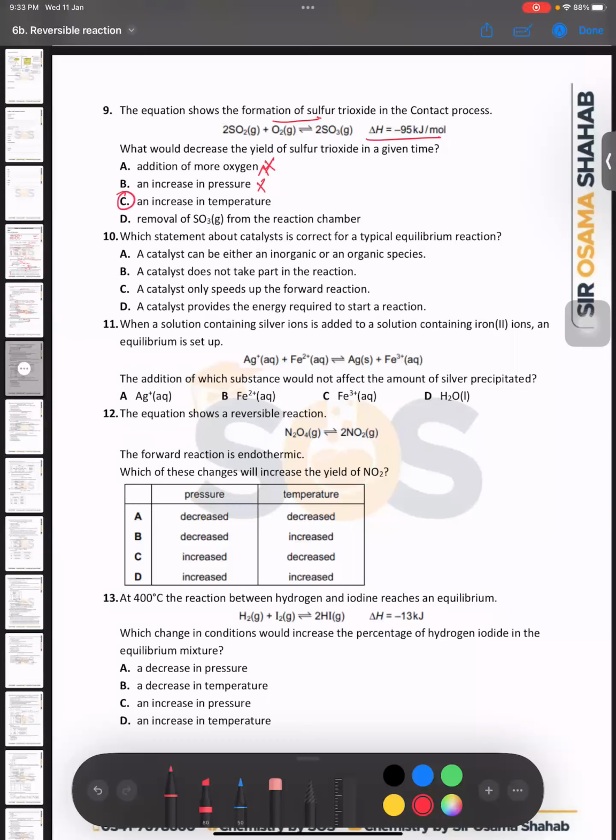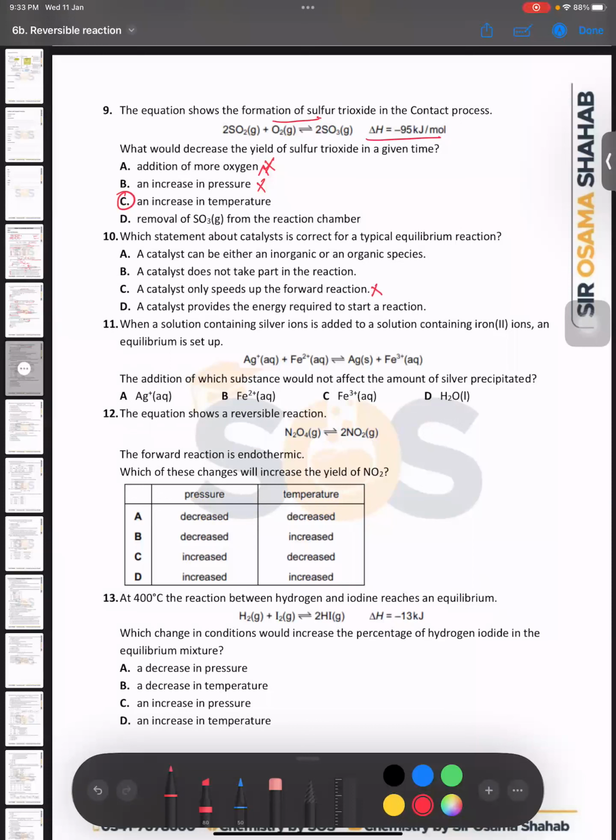Then MCQ number 10 is saying, which statement about catalyst is correct for a typical equilibrium reaction. A catalyst can be either an inorganic or an organic species. A catalyst does not take part in the reaction. A catalyst only speeds up the forward reaction. No, this is completely wrong. A catalyst can speed up any reaction, forward or backward, right?